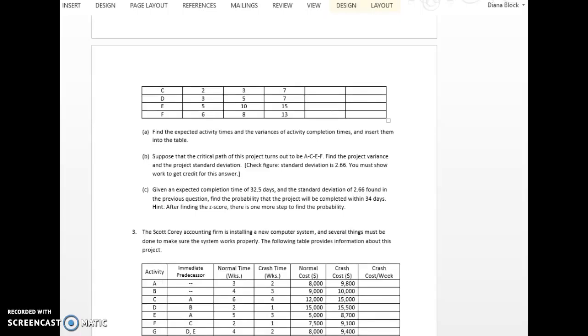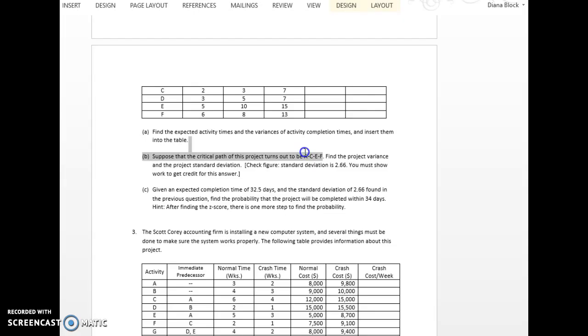So once you get those expected times and the variances filled in, then you have some other information here. It tells you what the critical path is on that project. So you're going to find the variance of the project and the standard deviation. Now, the thing I will say to remember here is they're giving you the critical path for a reason.